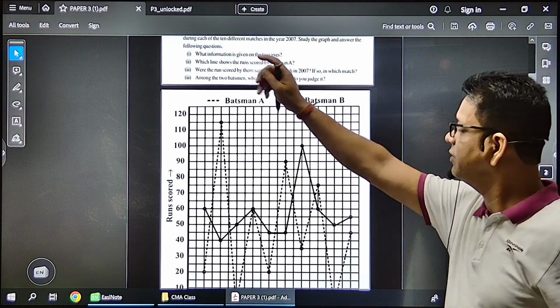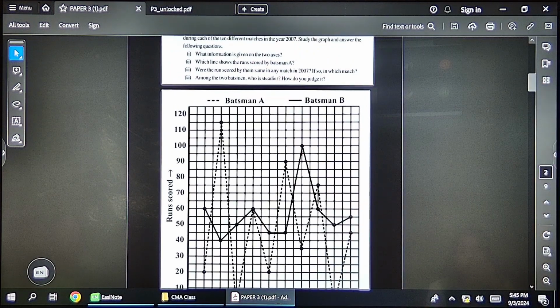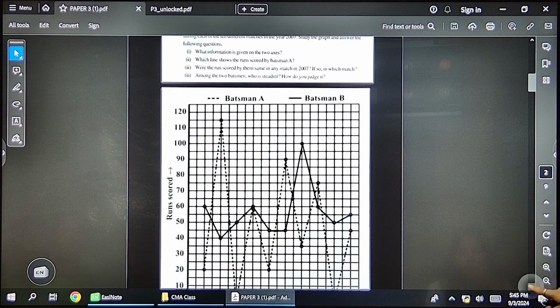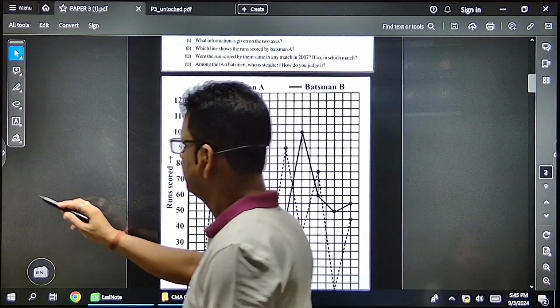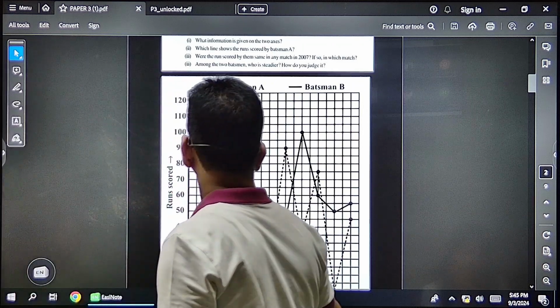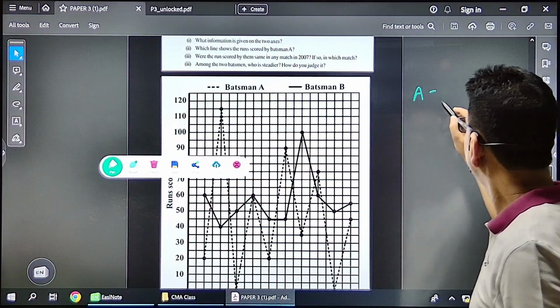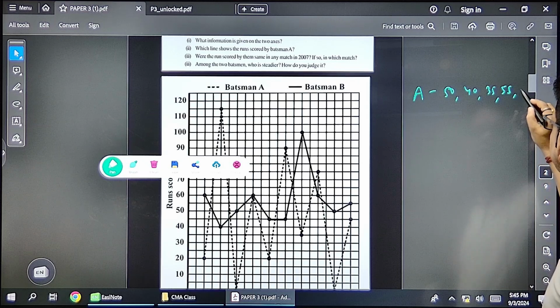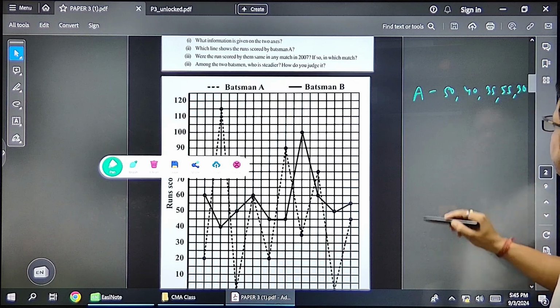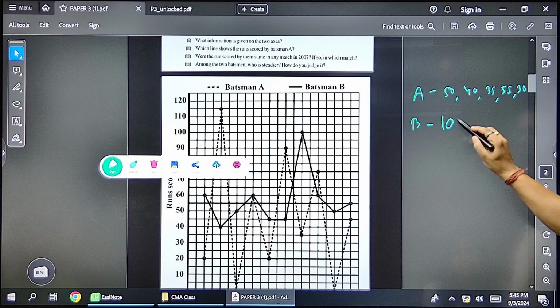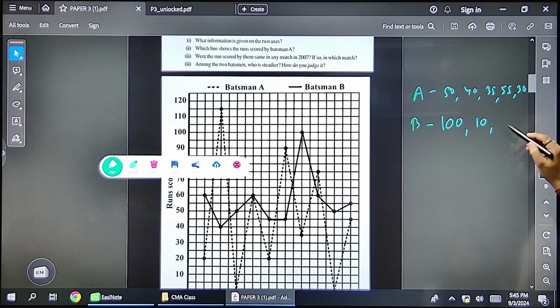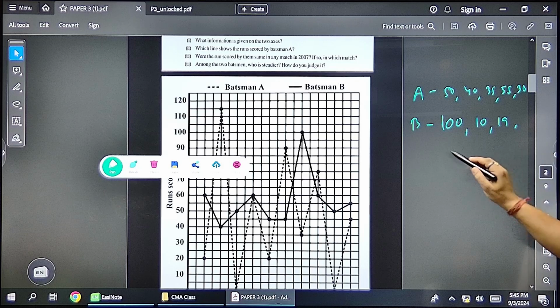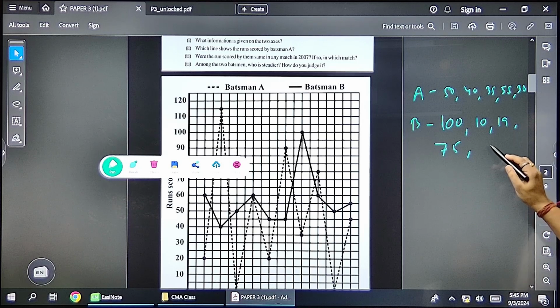Let me even read out the last one, number 4. Among the two batsmen, who is steadier? How do you judge it? Who is steadier means, I give an example. Suppose batsman A scored 50, then 40, then 35, then 55, then 30, like this. Batsman B scored 100 in the first match, then 10, then suppose he scored 19, then again 75, then again he scored 40. Who is steadier?